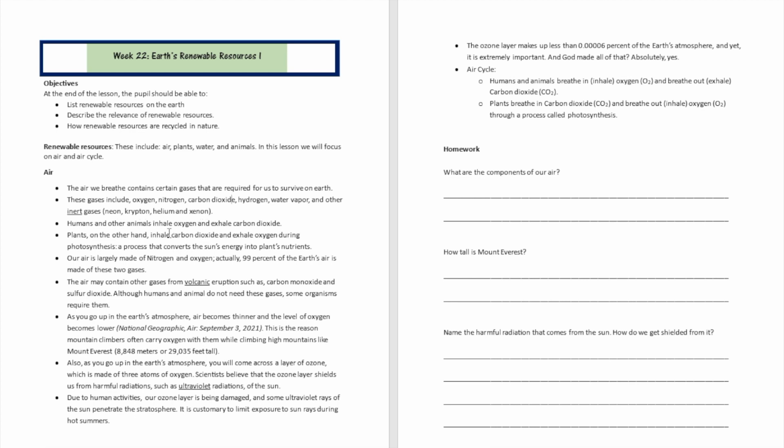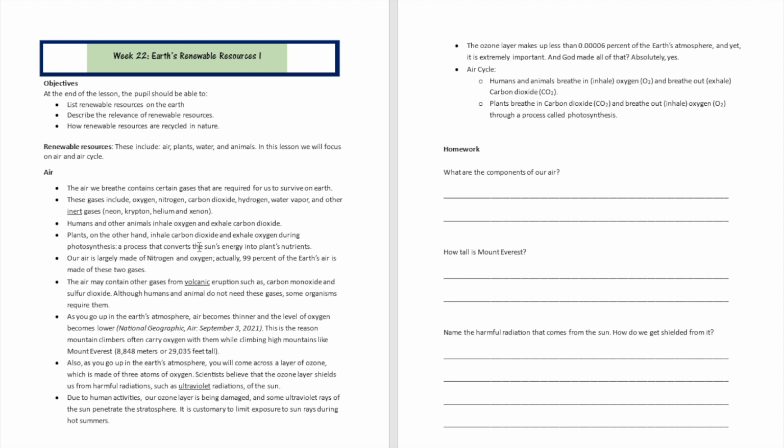Humans and other animals inhale oxygen and exhale carbon dioxide. Plants, on the other hand, inhale carbon dioxide and exhale oxygen. So people are going to inhale oxygen and then exhale carbon dioxide. Plants are going to grab hold of that carbon dioxide, take it and use it, and then they're going to exhale oxygen for us, and then we take that oxygen and inhale it and exhale carbon dioxide. And guess what? It is renewable like that. It's a cycle. It goes on and on and on.